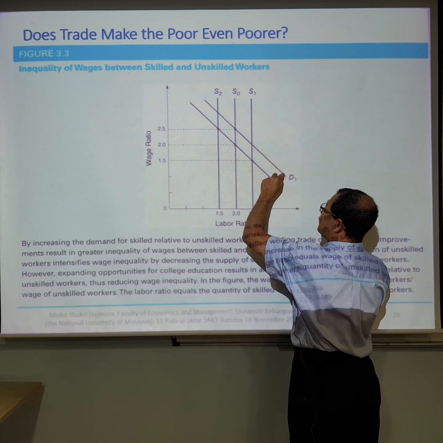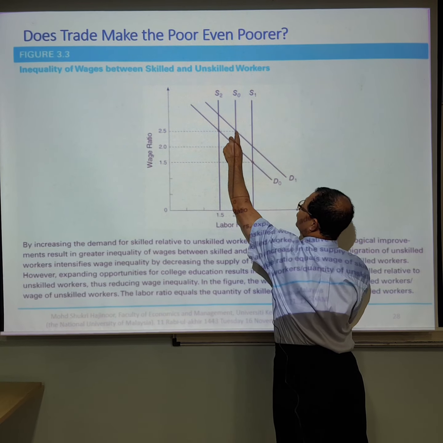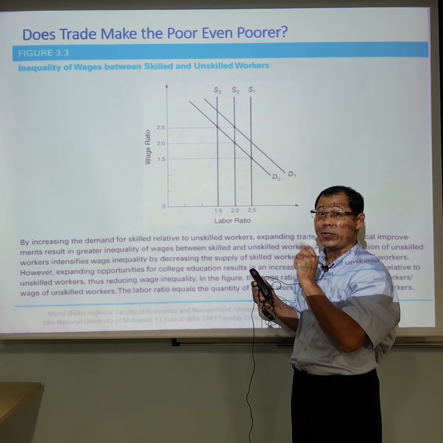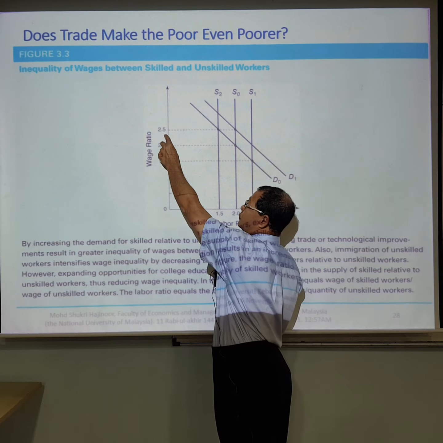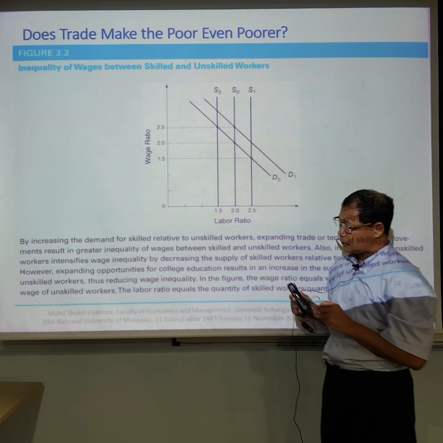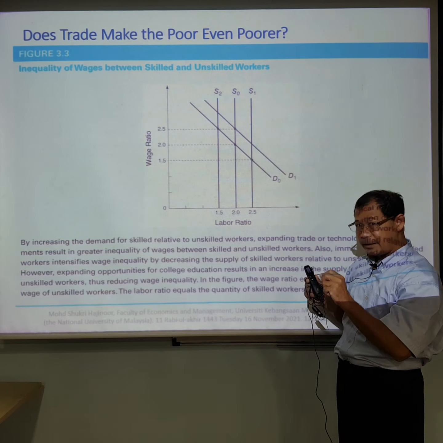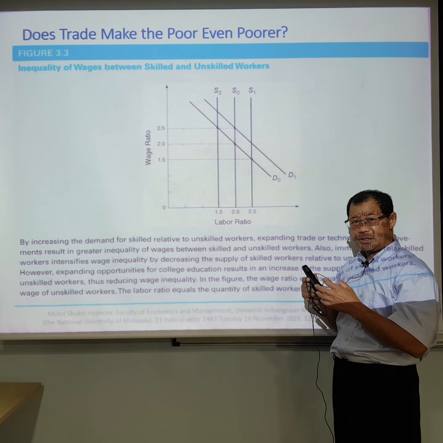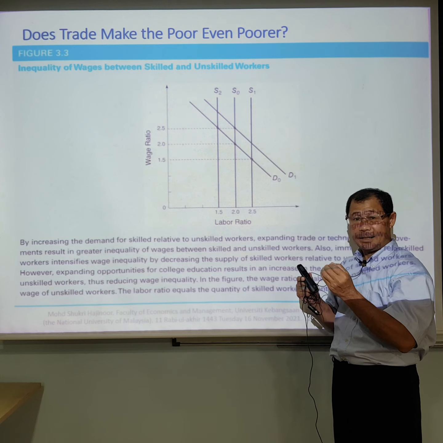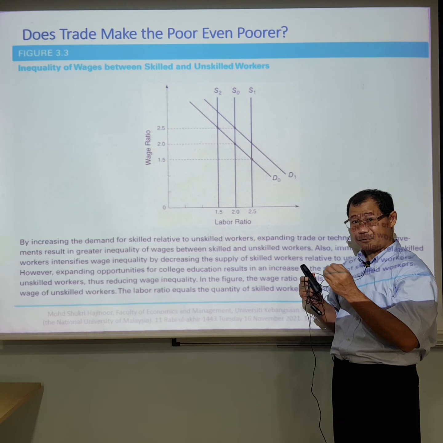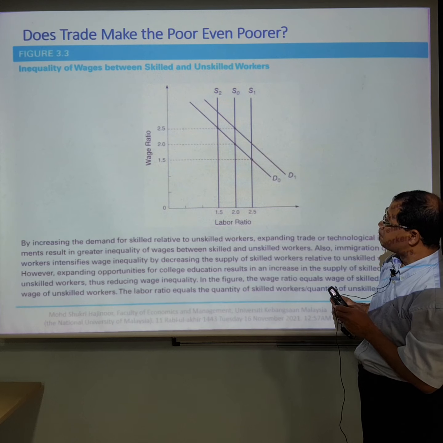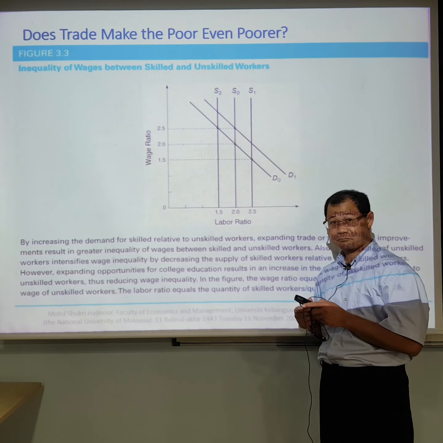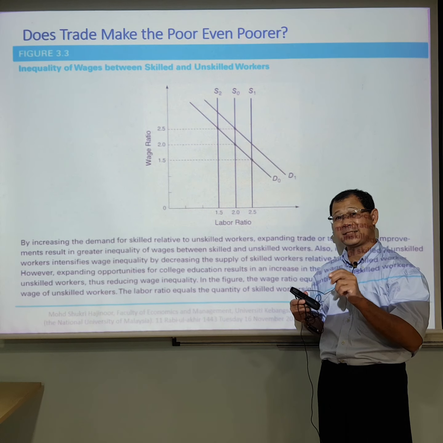So we have the new demand curve here. The wage ratio has gone up from 2 to 2.5. So trade and tech change has widened the gap between the skilled and unskilled workers in terms of their wage. Let's consider immigration of unskilled workers.